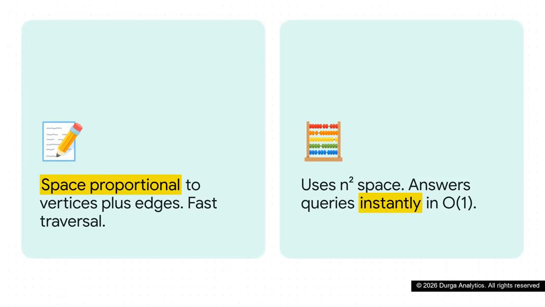An adjacency list's space is strictly proportional to your vertices plus your edges. It's built for fast neighbor traversal. An adjacency matrix, however, hogs n-squared space for a full grid, just to give you that instant O(1) direct connection check. You are literally trading an n-squared memory footprint for raw speed.